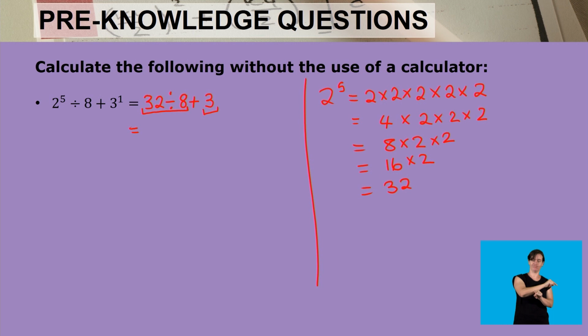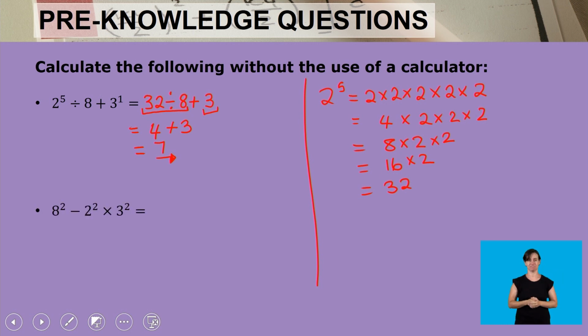So what is 32 divided by 8? Or how many 8s do we find in 32? If you are thinking of 4, then you are absolutely correct. And then we are going to say that plus 3. And of course, as we know, 4 plus 3 is going to give us a 7. And that is our answer for that calculation. Let's move on to the next one.